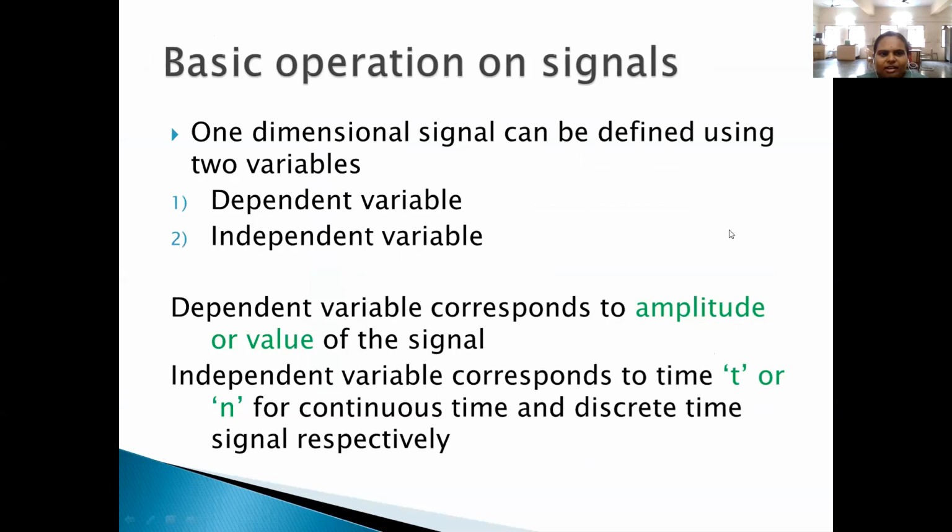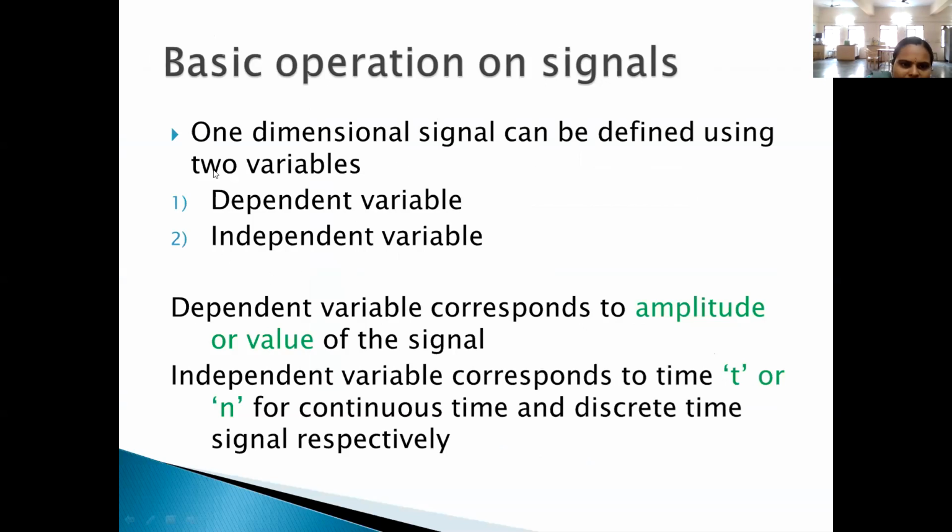Today we will be discussing the next topic in signals and systems, that is basic operations on signals. Here, the operations are done only for one-dimensional signals. In this one-dimensional signal, again they are using two variables: the first one is the dependent variable, the second one is the independent variable.